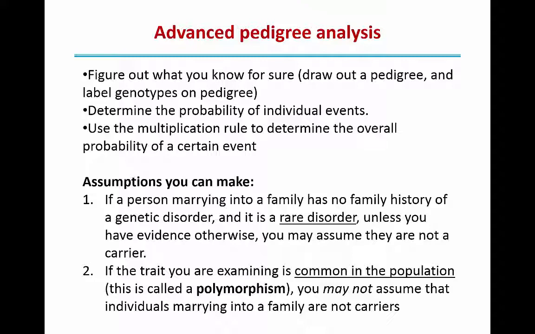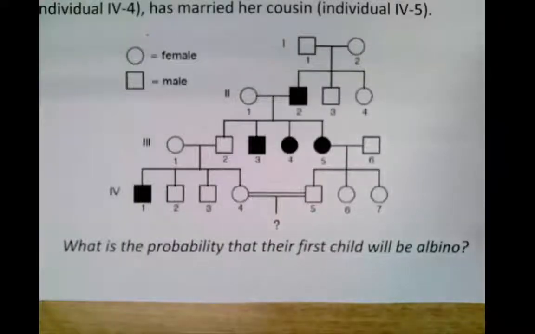First I want to tell you a couple of things. When you have a very rare genetic disorder, we generally assume that an individual who is marrying into the family is not a carrier if they have no family history of the disorder. In contrast, if you're looking at something fairly common in the population, such as a polymorphism, you cannot assume that an individual marrying into the family is not a carrier. I will generally try to let you know what assumptions you can make regarding these situations. So here's our first example.